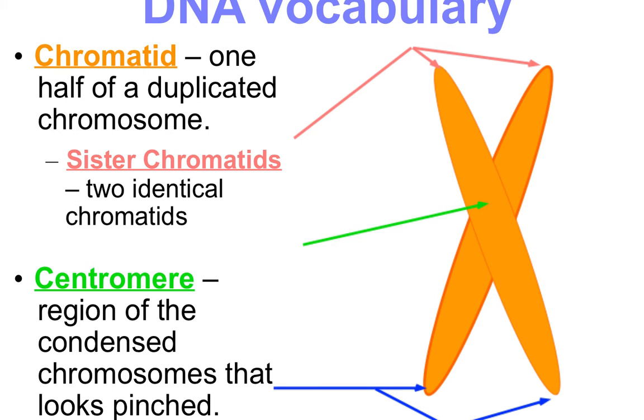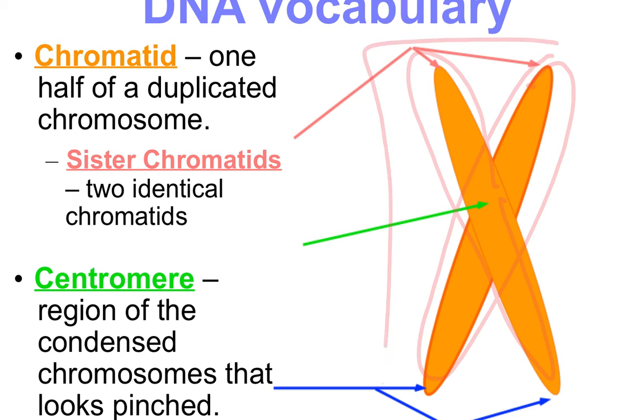A chromatid is going to be one half of the duplicated chromosome. A sister chromatid means that there's two identical chromatids. So if I have a chromatid right here, I have an identical chromatid right there. All together, I have a chromosome. And the center part that kind of ties them together is called the centromere. It's a region of very, very condensed chromosomes that look kind of pinched together.